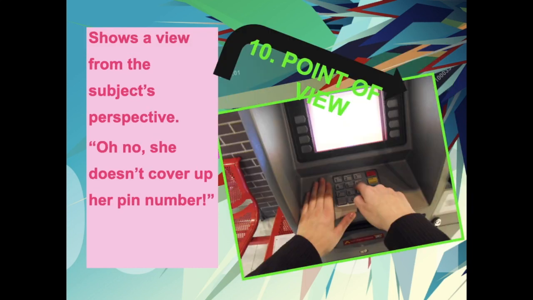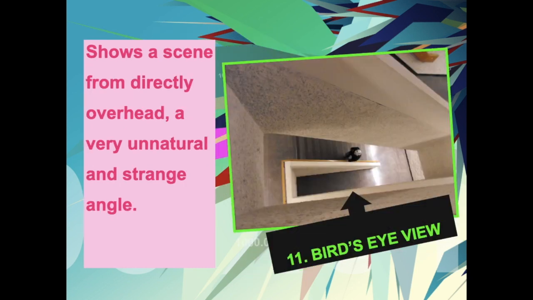In addition, there is the point of view. It shows a view from the subject's perspective. Oh no, she didn't cover up her PIN number. So it's like you are acting as if you are the eyes of the subject. Then there is the bird's eye view. It shows a scene from directly overhead, a very unnatural and strange angle, as if you were a bird.